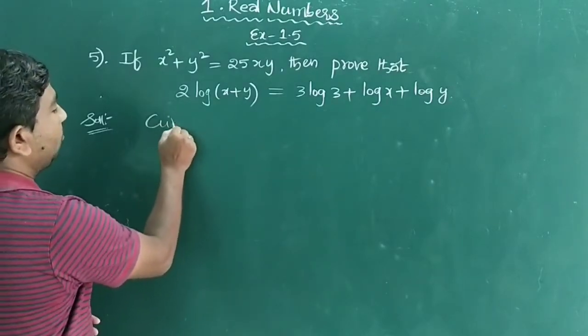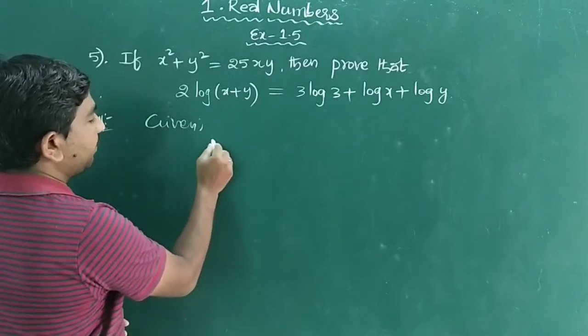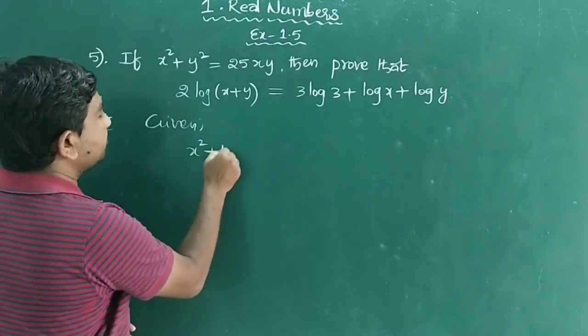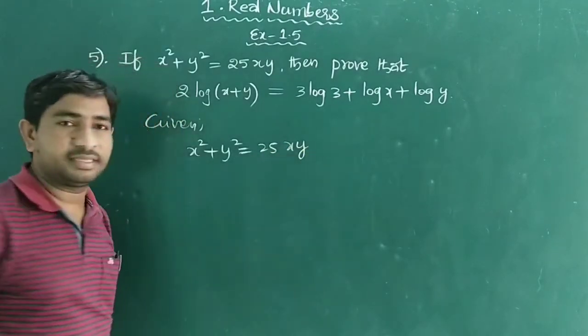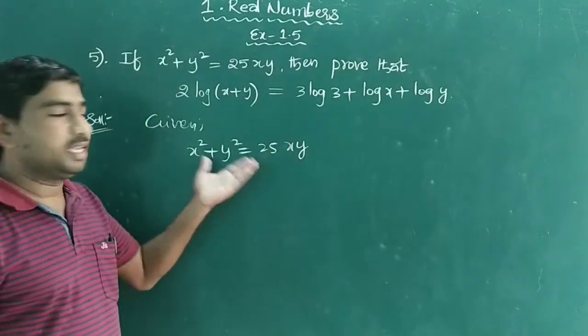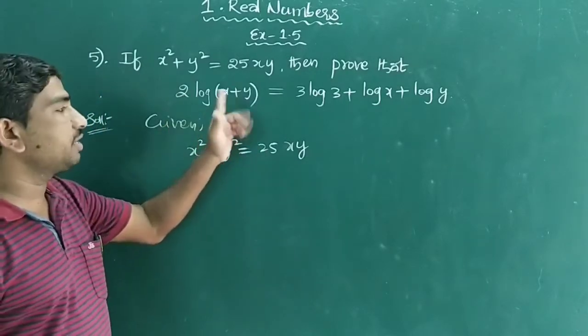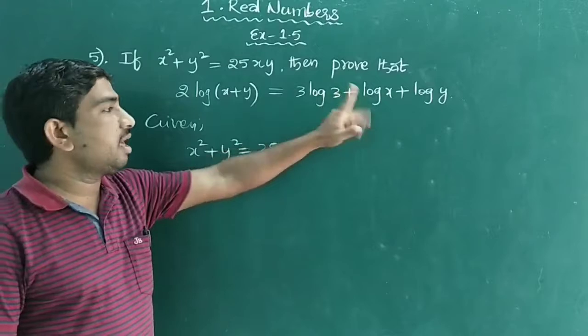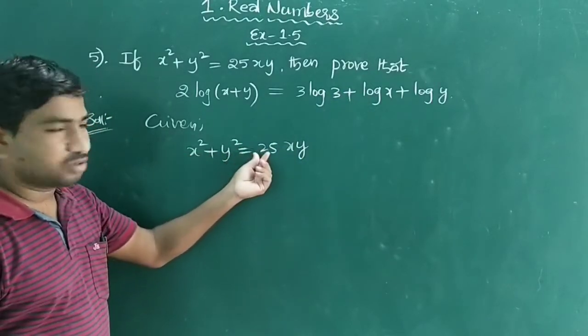So, what is given? x square plus y square is equal to 25xy. This is the given equation. We have to prove that 2 log of (x plus y) is equal to 3 log 3 plus log x plus log y. So how will it be? See, x square plus y square is equal to 25xy.